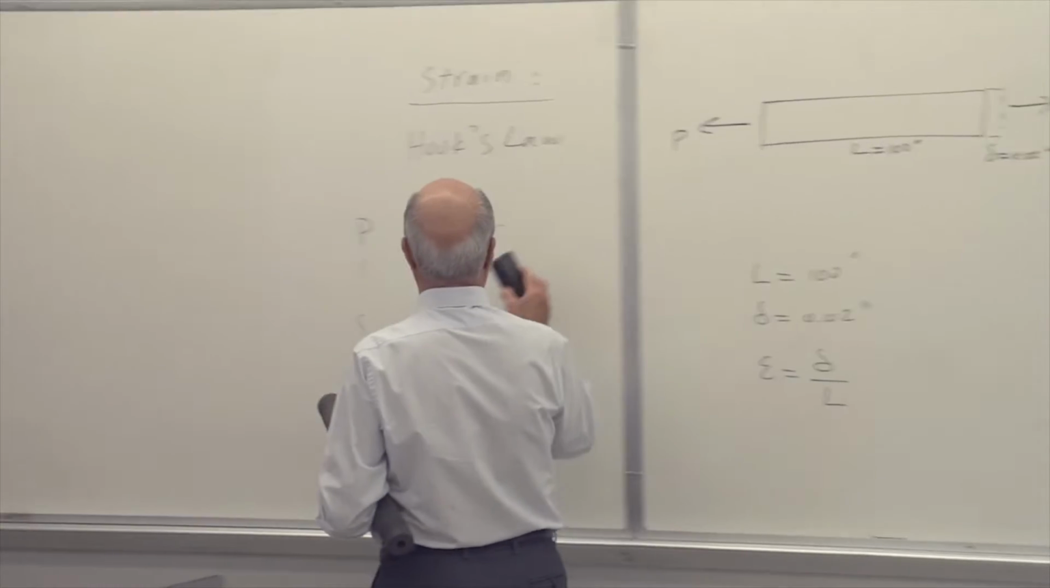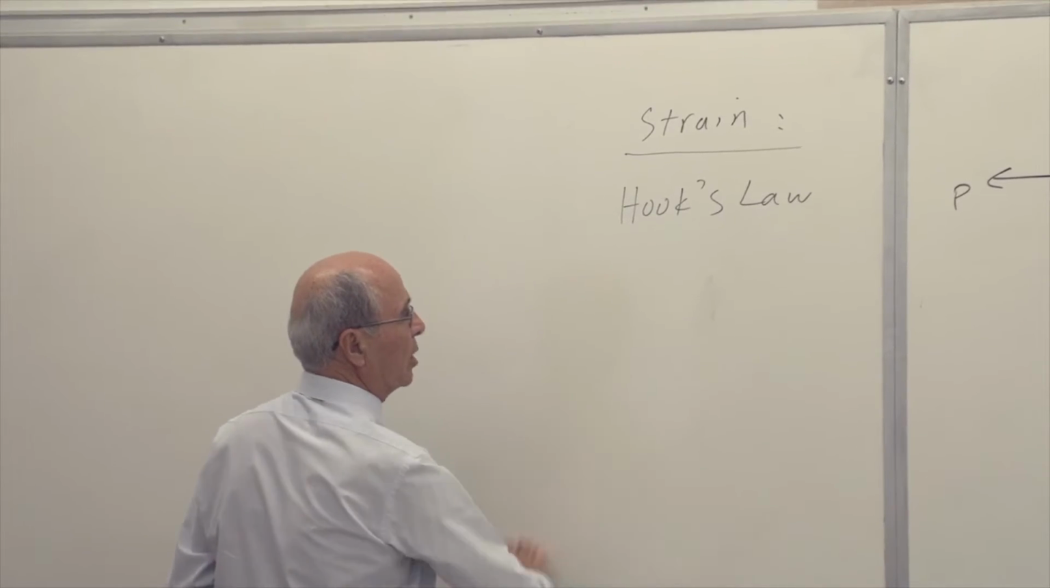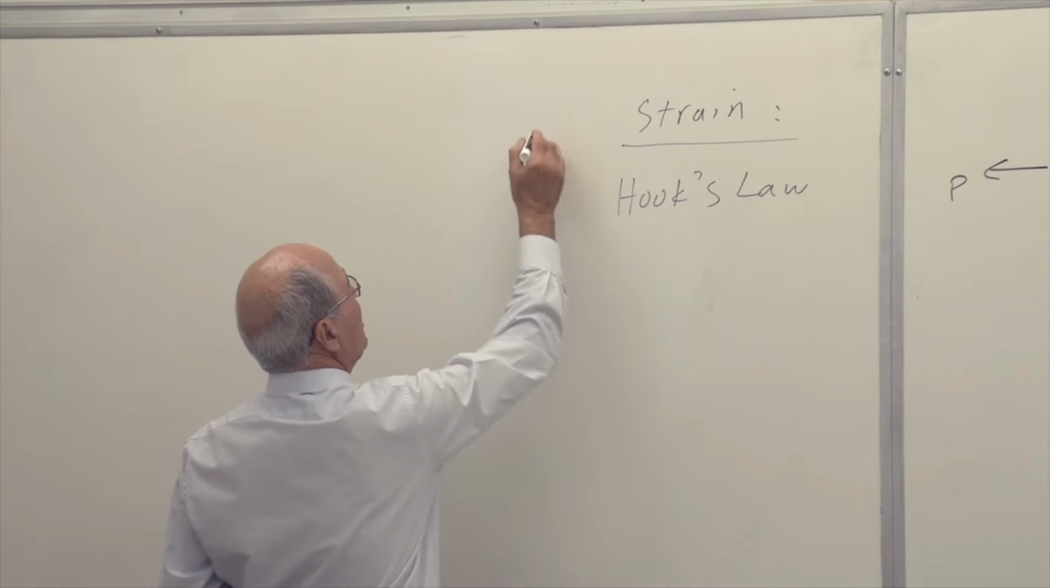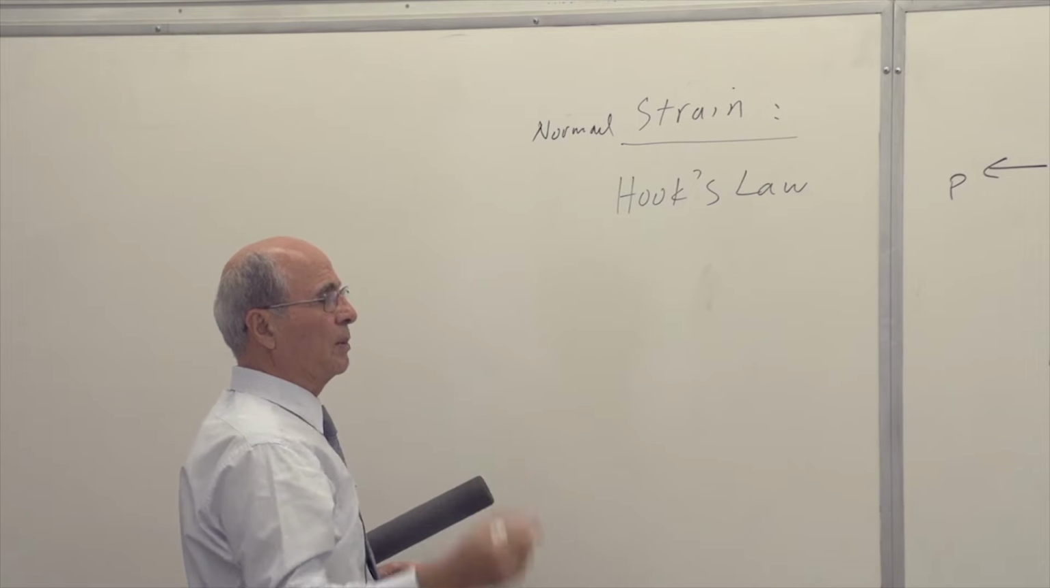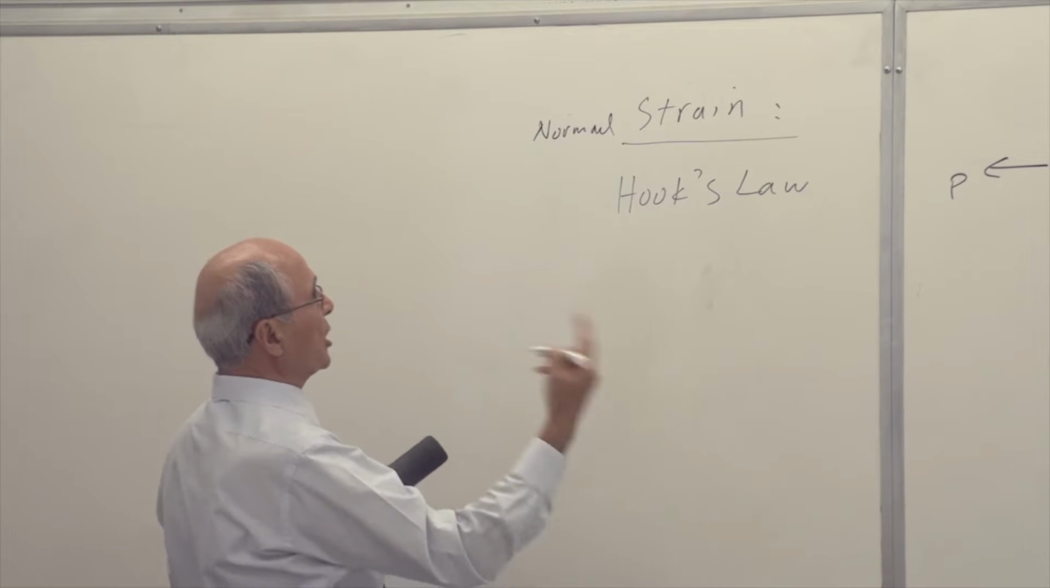Therefore, I'm going to erase this and put the new formula here. This is normal strain. We have another strain, for the tau, which we will talk about later on, which is not elongation or shortening.